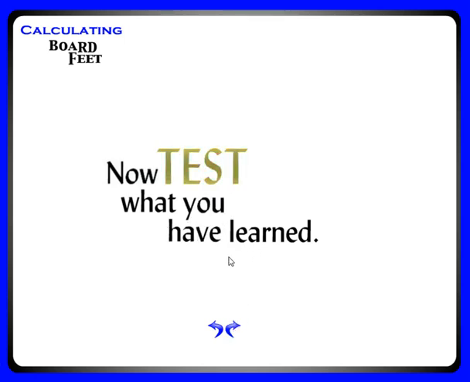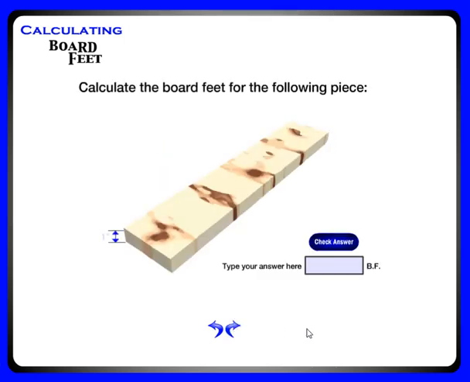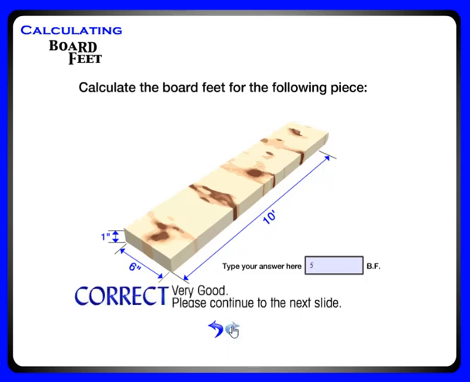Now that you have a basic introduction, we're going to run through some problems. We have a board that is 1 inch thick, 6 inches wide, and 10 feet long. I'll give you a second to pull out your calculator and calculate this. 1 times 6 times 10 divided by 12. The answer for this, 5 board feet. We'll check our answer, and that is correct.